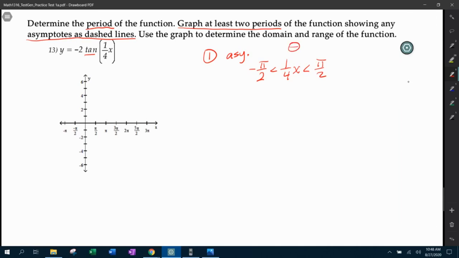And then we're going to have to solve for x. And to solve for x, we're going to multiply everybody by 4. And that's going to get my 4's to cancel. So 2 goes into 4 2 times. That's going to be negative 2 pi less than x and 2 pi. So that's going to give us 2 consecutive asymptotes.